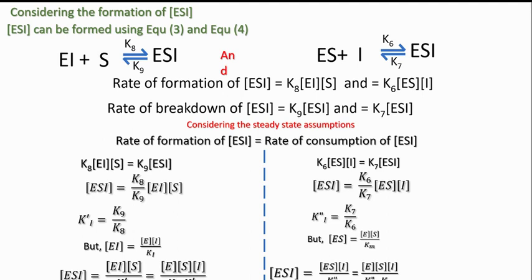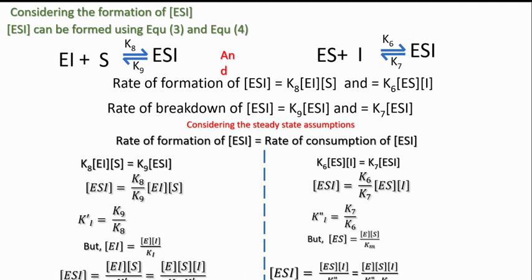So if we consider the one with Ki prime, we say but EI, which is in the equation, is equal to E multiply I all over Ki. So when we introduce it to our ESI, you find out that our ESI will now be E multiplied by S multiplied by I all over Ki multiplied by K prime prime.